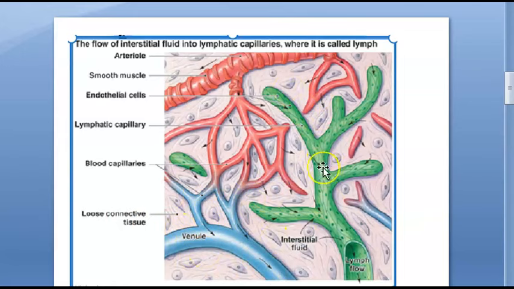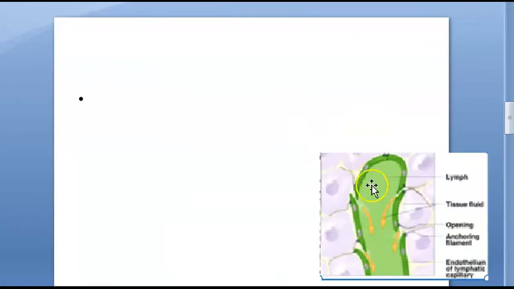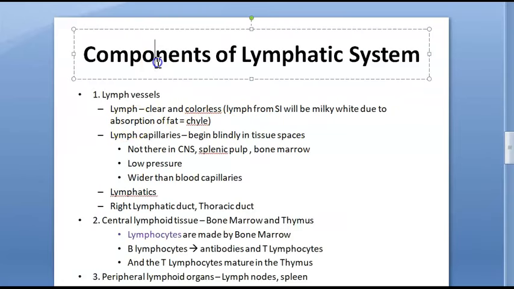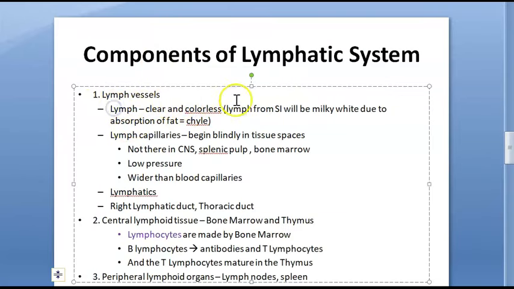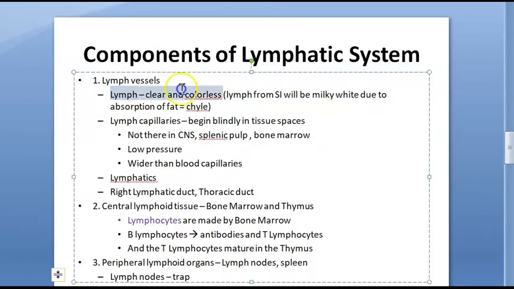In addition to this, there are other larger capillaries which can pick up bigger particles like proteins, lipids also, and vitamins. So this is a lymphatic capillary. Here you can see it is blindly starting in the tissue. It will pick up everything. It will have an opening which will act like a valve. It will take the tissue fluid. And what are the components of the lymphatic system? You have these lymph vessels which we just talked about. Inside it you will have lymph, which is clear and colorless. When it is taken from the small intestine, it can have fat, so that's why it's called chyle. Lymph is also called chyle there.